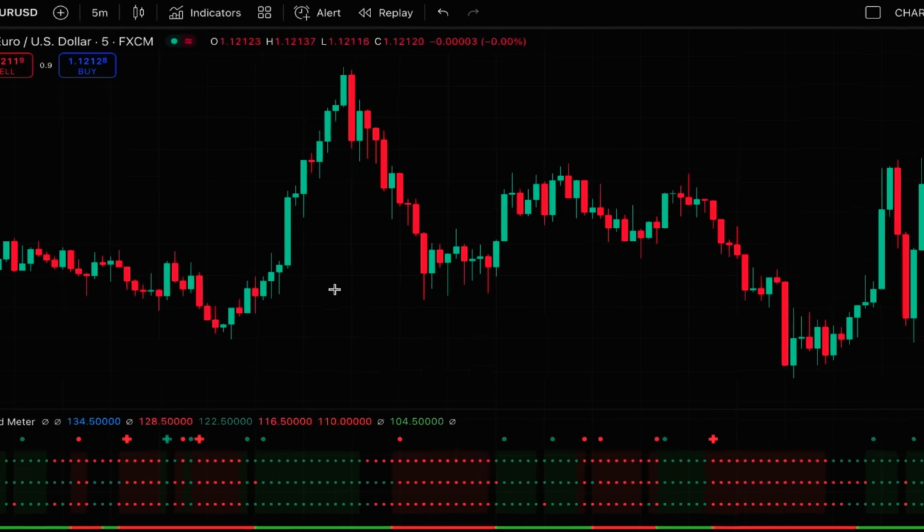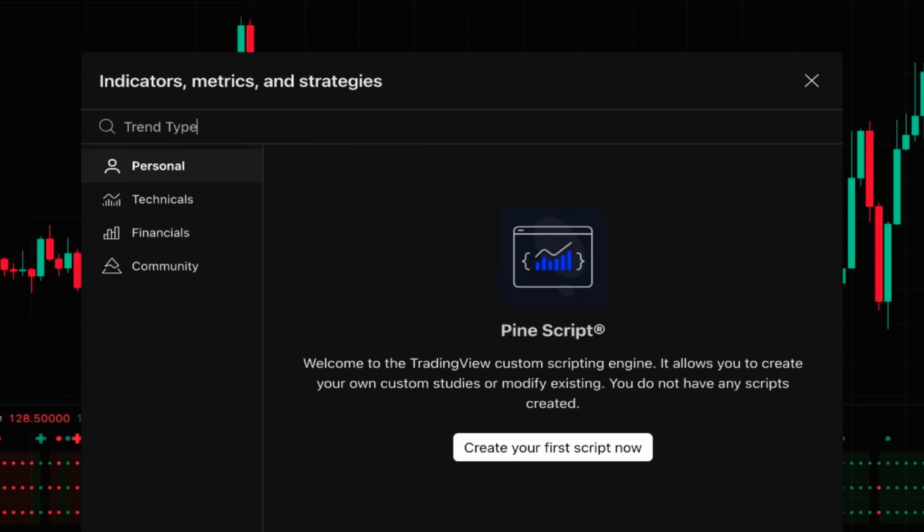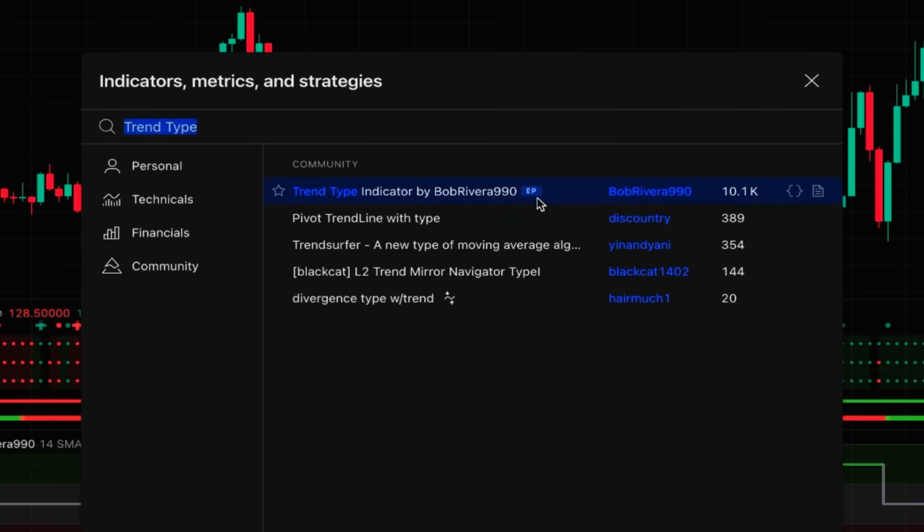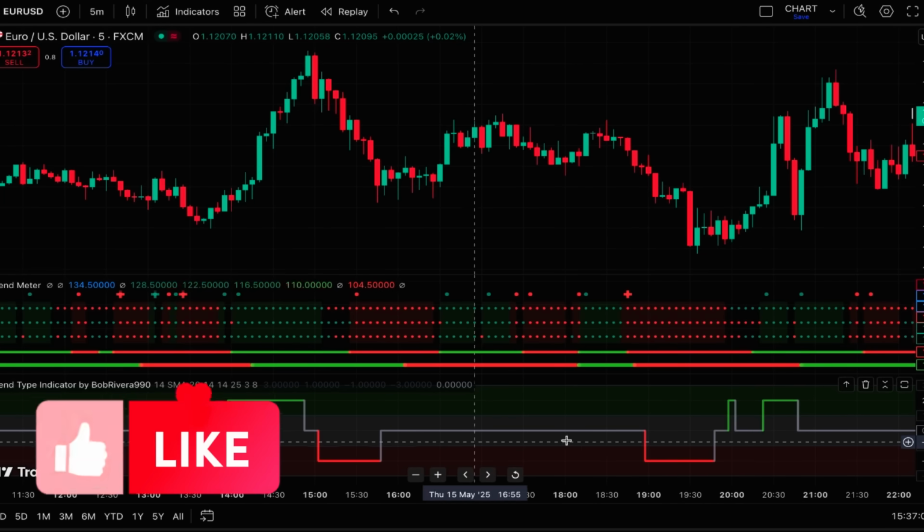For this purpose, here we click on indicators and we search trend type. We add this one, trend type indicator, which is an editor specs indicator and written by Bob Rivera. Alright, this is the indicator, and as you can see, it is added here below the chart.